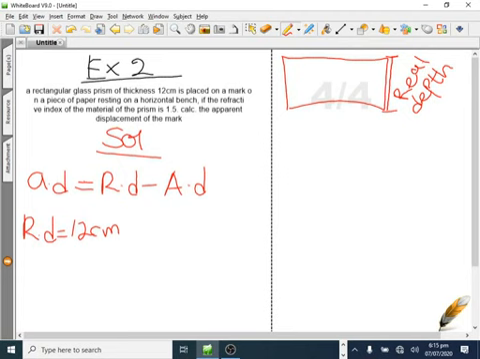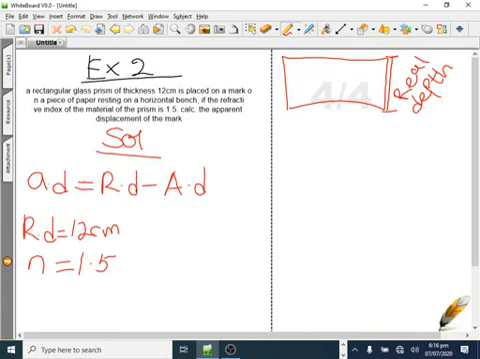And then we were being told that we also have the refractive index. The refractive index has been given to be 1.5. Now, we don't know our apparent depth.